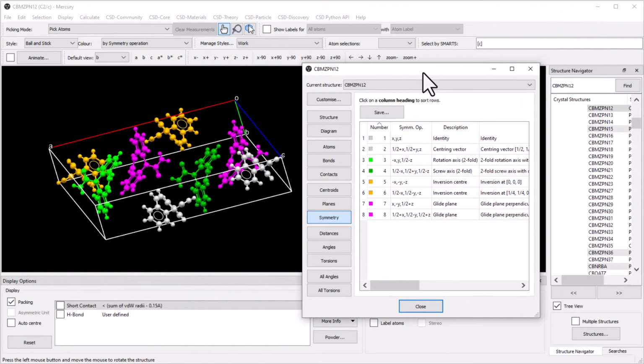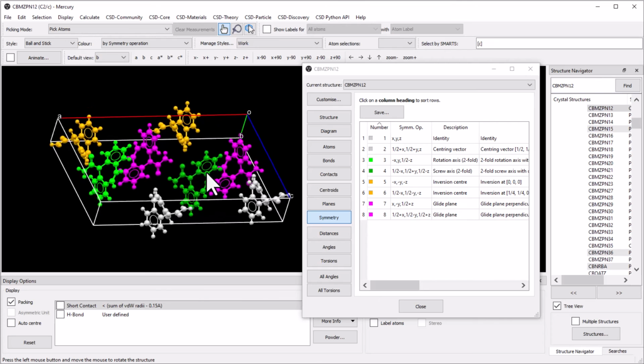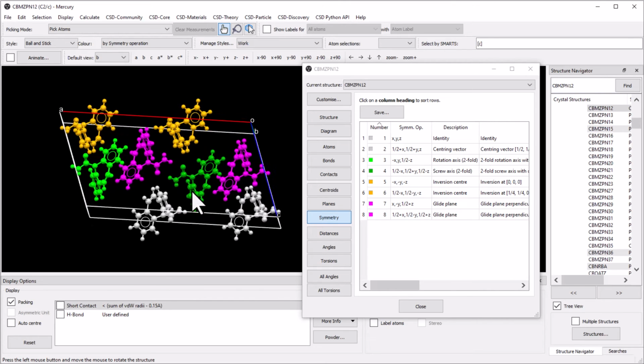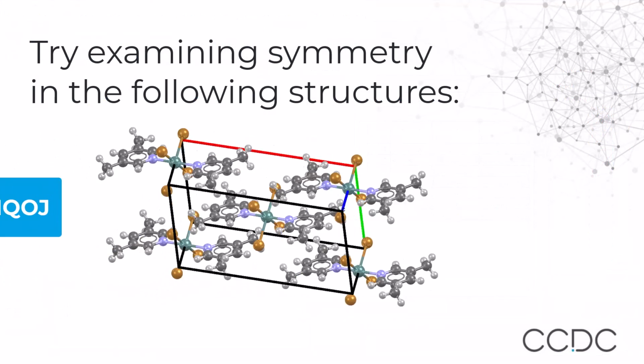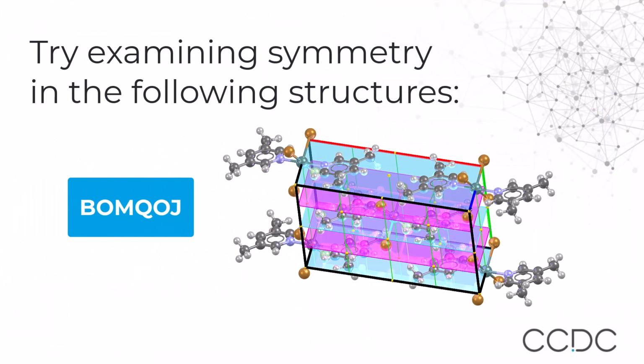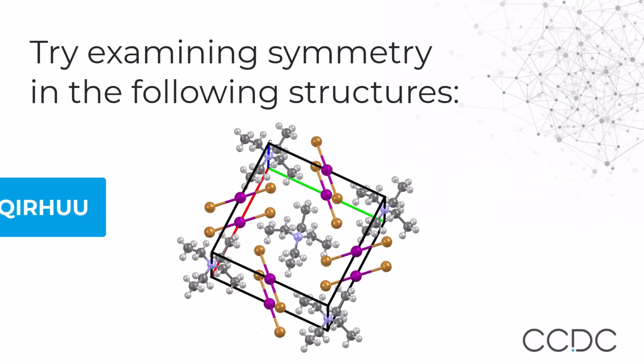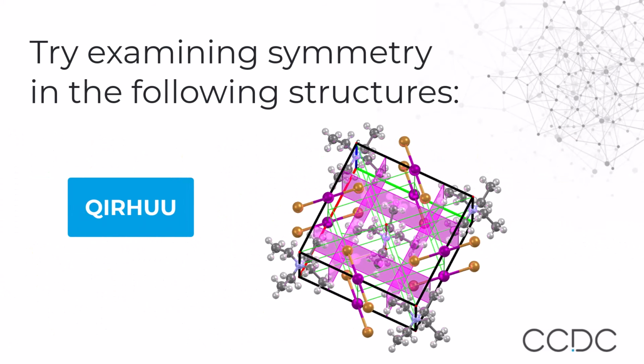To summarize, there are numerous ways to explore symmetry in your crystal structures using tools within Mercury. You can try this functionality and explore symmetry in your own structures, or practice with the ref codes you see on the screen. The tools shown in this video are available with the free version of Mercury.